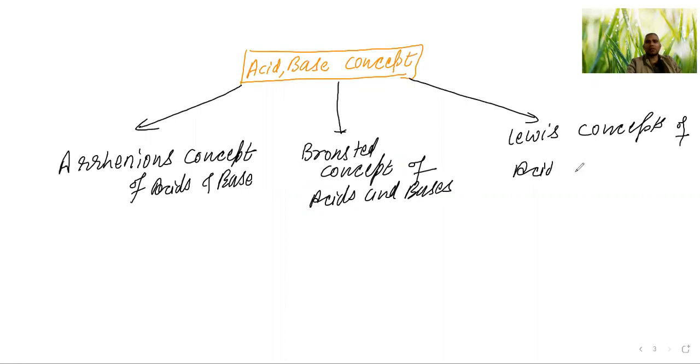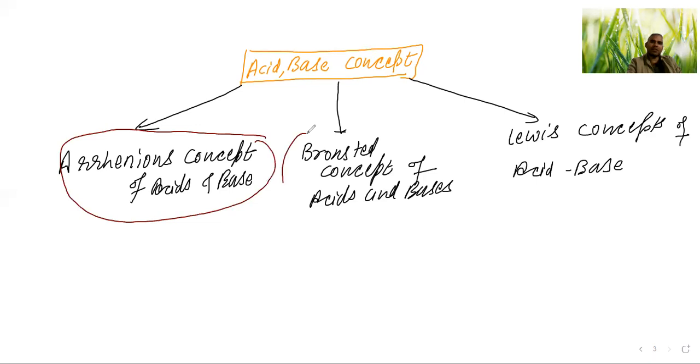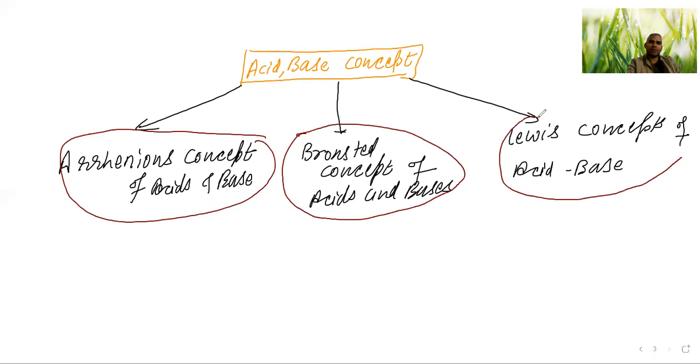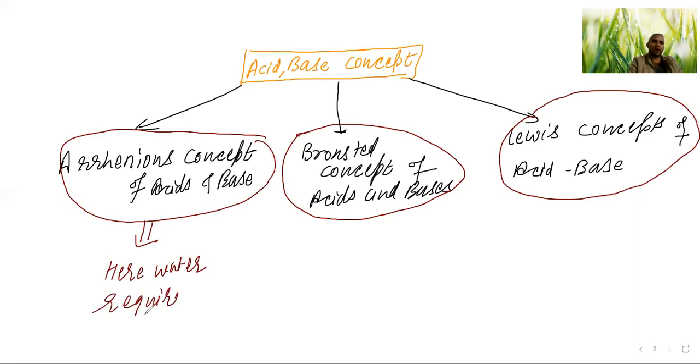So there are three concepts which we need to study. First, the Arrhenius concept of acid and base. Second, the Bronsted concept of acid and base. And last, the Lewis concept of acid and base. What is the basic difference here? In the first one, the Arrhenius case, water is required.